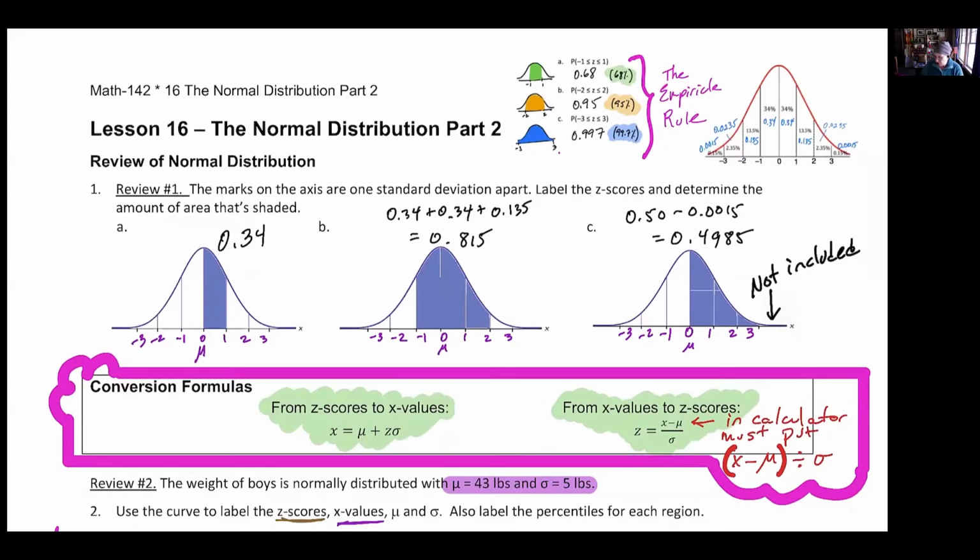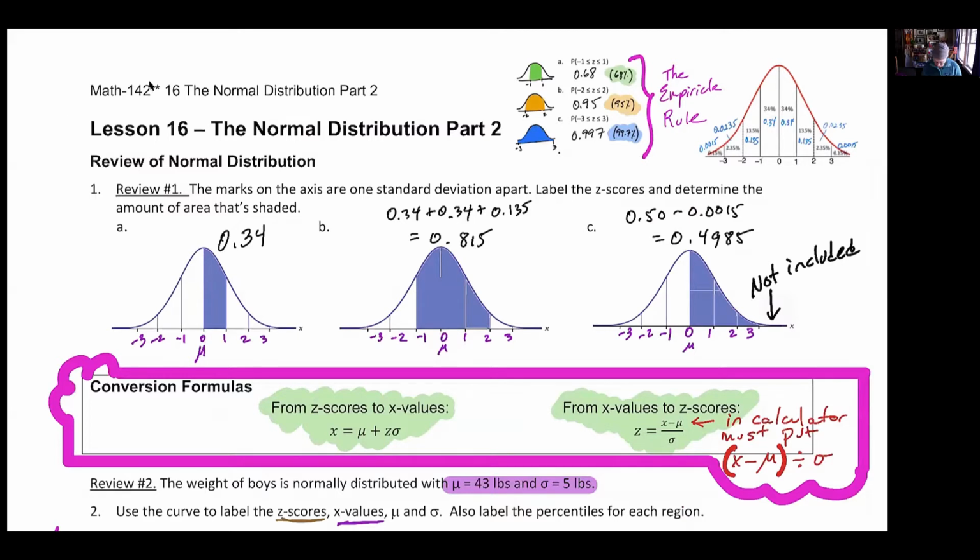So we're doing the opposite direction from before. Before it was: here's an X value, tell me the probability, and that probability is area. In this lesson it's: here's the area or probability, tell me what X value corresponds to that. At the end of the lesson, we're going to mix it all up, and your job is going to be to determine whether we're looking for the X value or the probability.